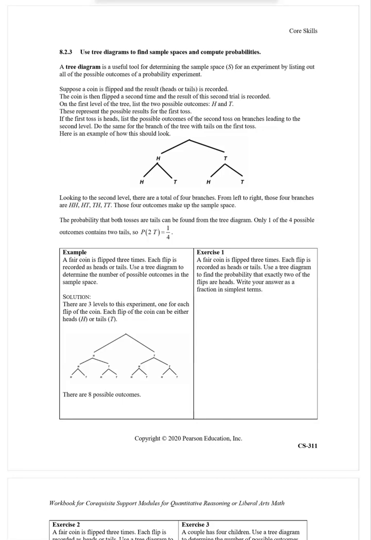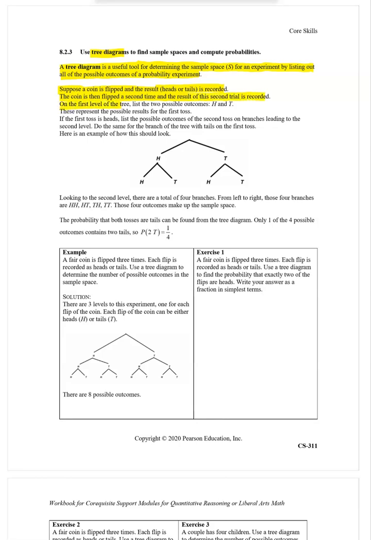Hey guys, now let's talk about tree diagrams, okay? So a tree diagram is a useful tool to determine a sample space for an experiment by listing out all the possible outcomes of a probability experiment. So suppose a coin is flipped and the result, heads or tails, is recorded. The coin is then flipped a second time and the result of this second trial is recorded.